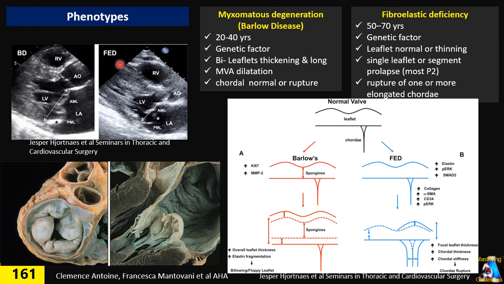You can see here that in fibroelastic deficiency, usually one segment, P2, is involved, but in Barlow disease there is not only thickening and elongation of the mitral valve, but both leaflets are involved.